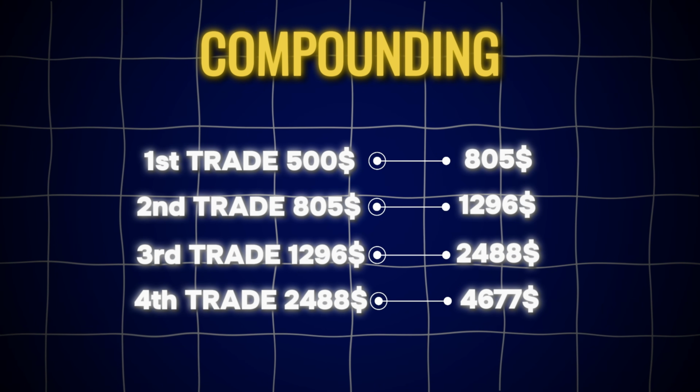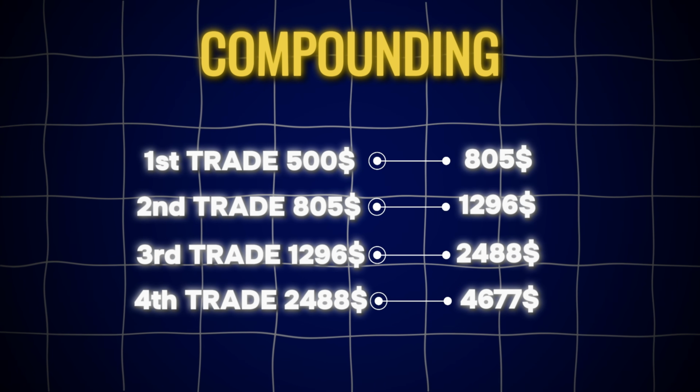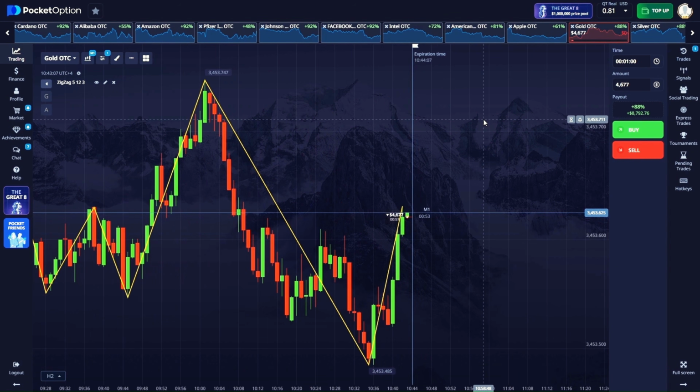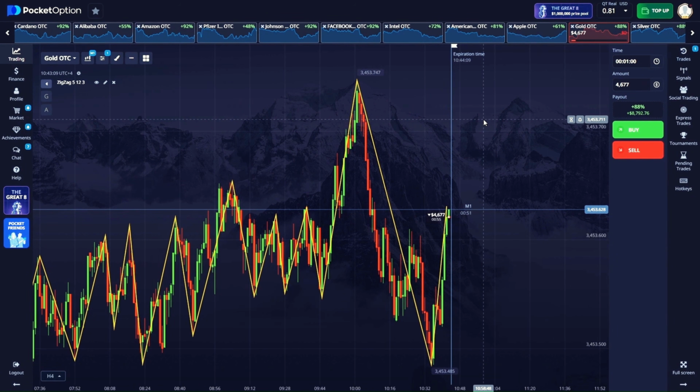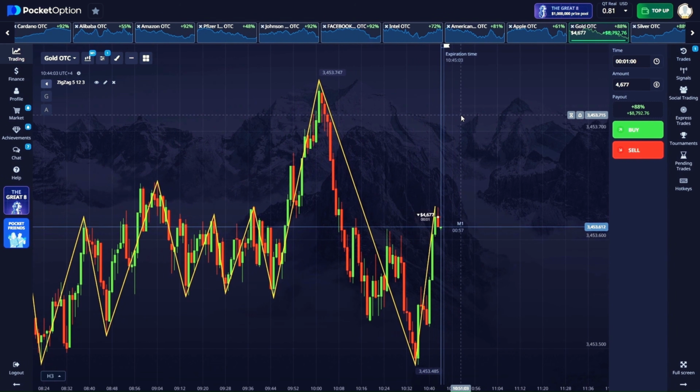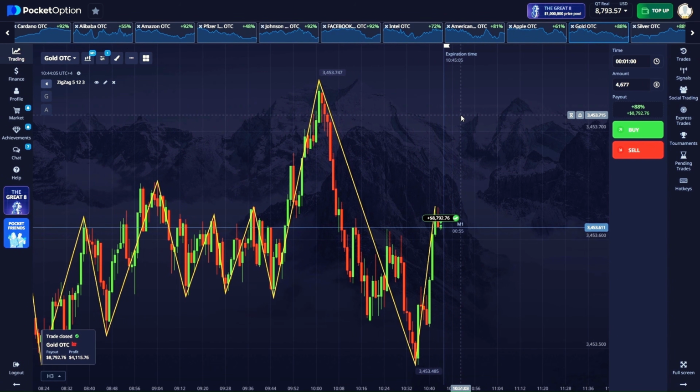Let's go for one last trade using $4,677. Again on gold OTC. I saw a setup for a downward move and took the trade because the previous candle had closed below the level. We even got a higher entry, which is a good sign. The trade didn't go our way at first. After a while, I won again.